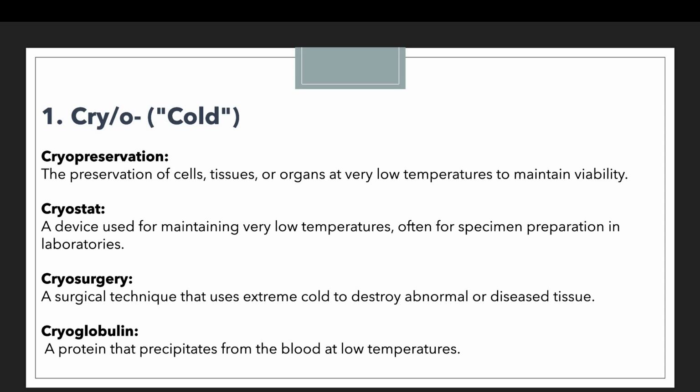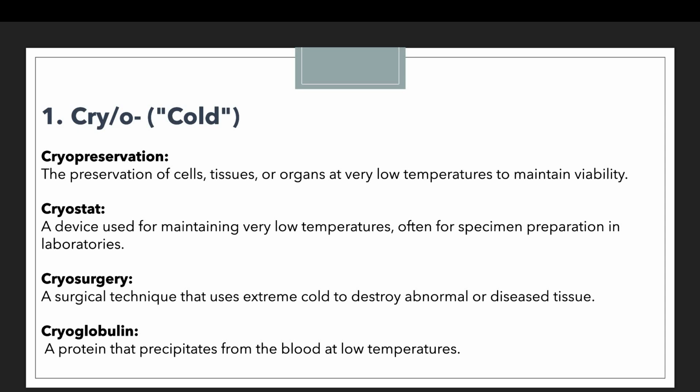Specifically, this is a surgery where extreme cold is used to destroy the abnormal or diseased tissue. So that's why we are again using the prefix cryo, because it is something related to coldness and surgery. So cryosurgery. Fine. Then we have cryoglobulin. Now what is cryoglobulin? Cryoglobulin is a protein that precipitates from the blood at low temperature.